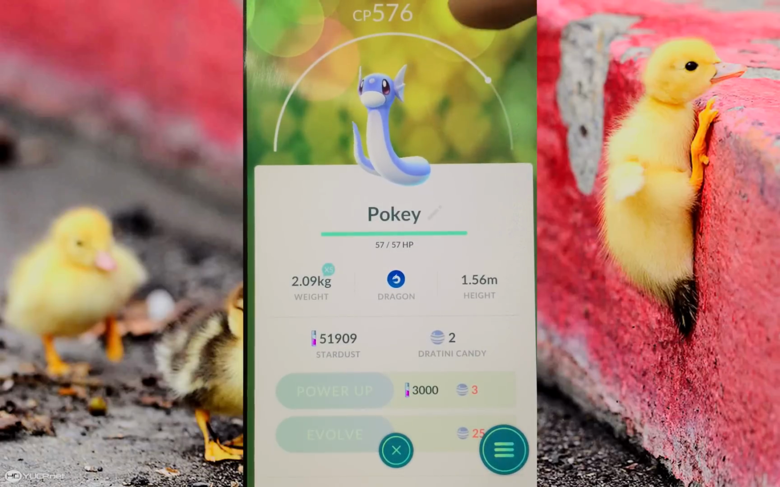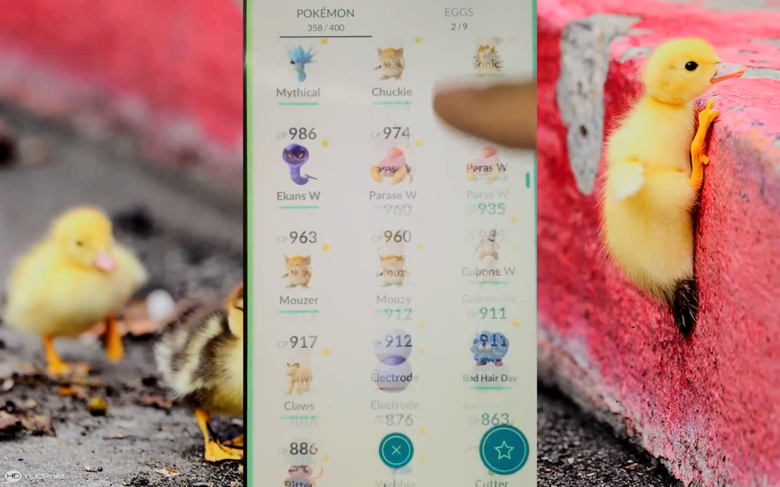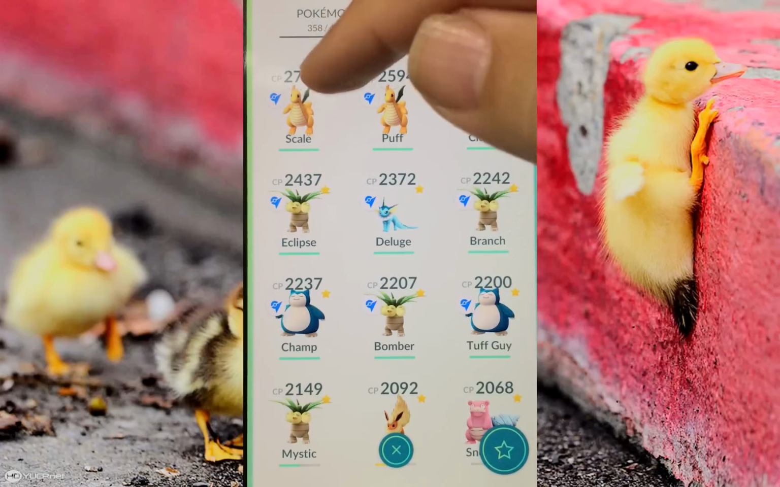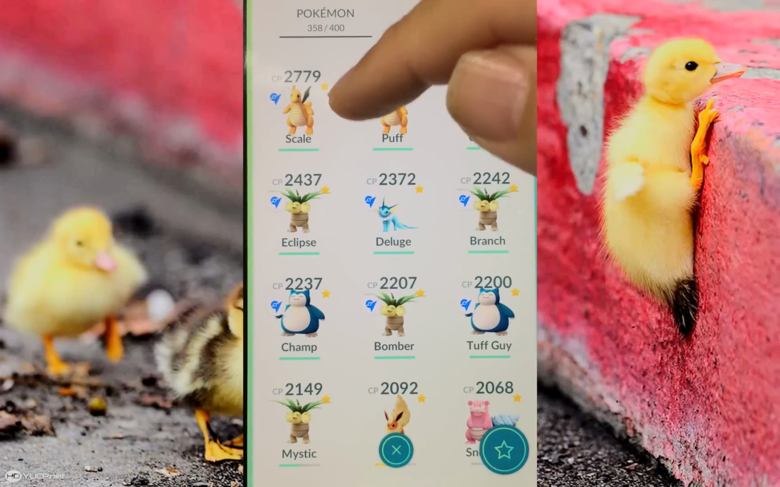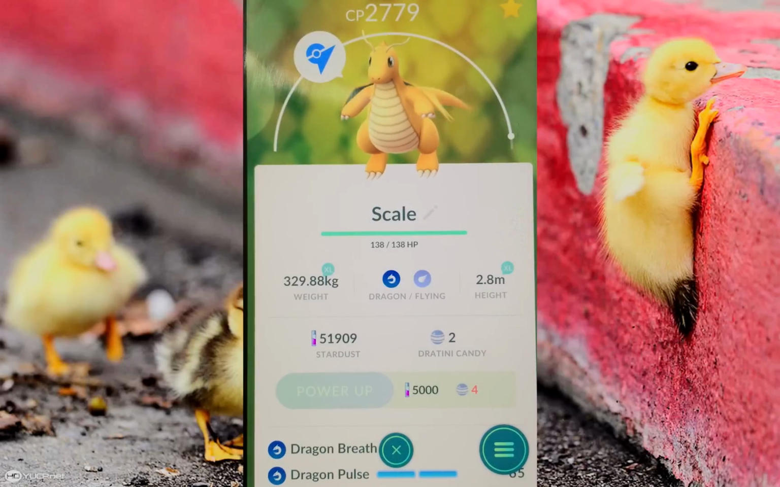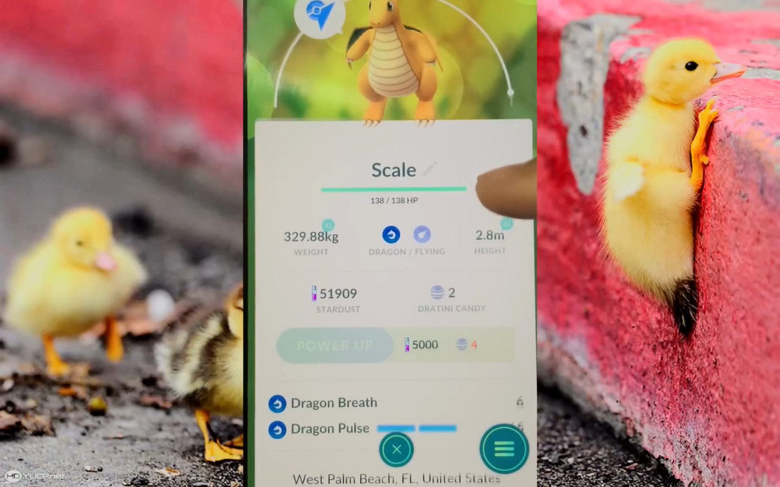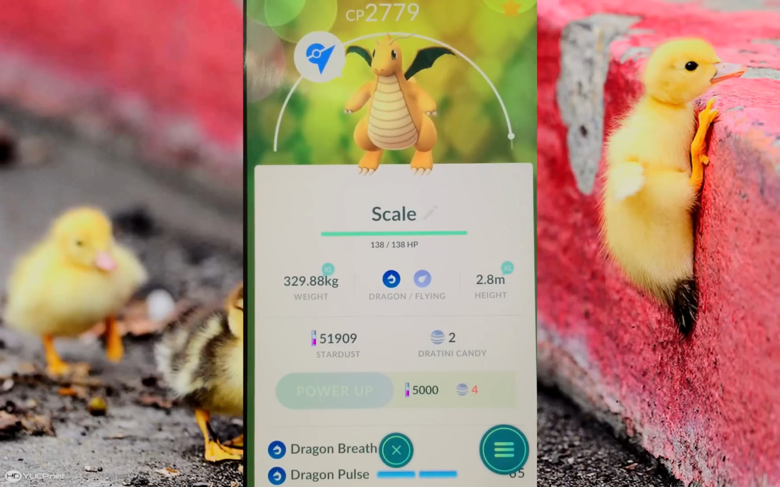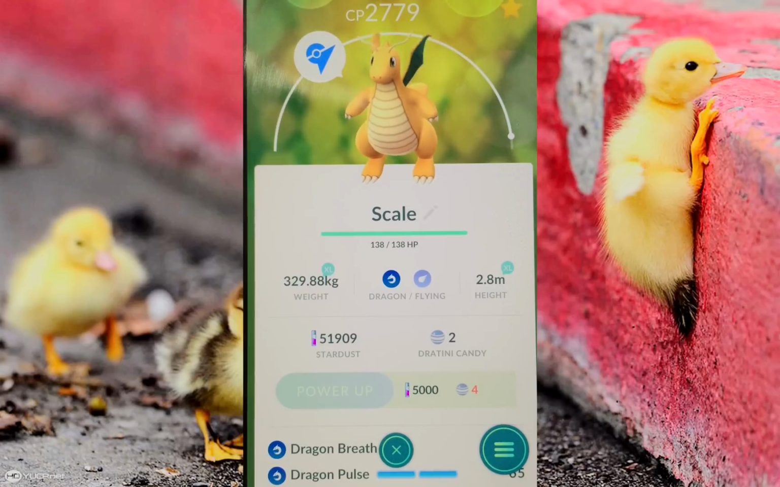So we could go from a Dratini, which I've named Pokey, because this is my Pokey Dratini, all the way up to a Dragonite, like my scale here, with a max CP of 2779, with Dragon Breath and Dragon Pulse, super powerful. So even though the engine right now seems weaker, it's built on a stronger Pokemon that could have a much higher CP. So if that doesn't explain it as well as it can be explained, I don't know how to explain it any better.